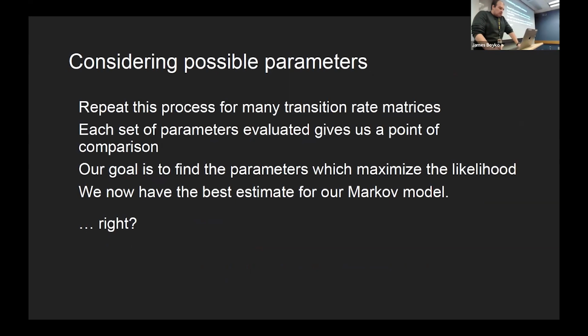Okay. So we don't have the best model yet. If we've done that for one transition rate matrix, we have to do that over many transition rate matrices. We evaluate the likelihood of any given set of parameters, and then we slowly improve the likelihood until we find our best model. And that's what we go with.